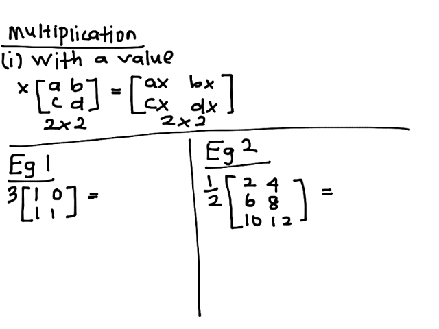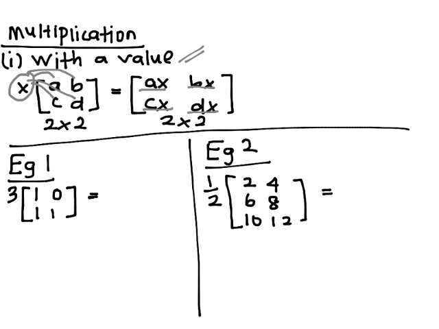We have two types of multiplication for the matrix. The first type is we want to multiply our matrix with a value. For example, let us consider X here is a value, and we have the matrix A, B, C, D here. Whenever we multiply a matrix with a value, we need to multiply the value with all the values inside of the matrix. So we will come up with the answer, which is AX, BX, CX, and DX.